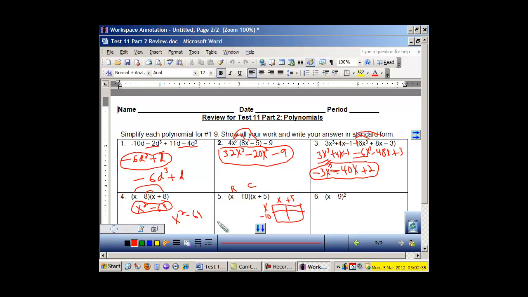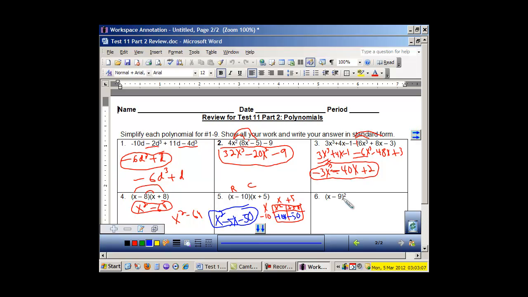X times x is x squared. X times 5 is plus 5x. Let's change colors. Negative 10 times x is negative 10x. Negative 10 times 5 is negative 50. Alright, so I have x squared plus 5x, negative 10x is negative 5x minus 50. That's it.